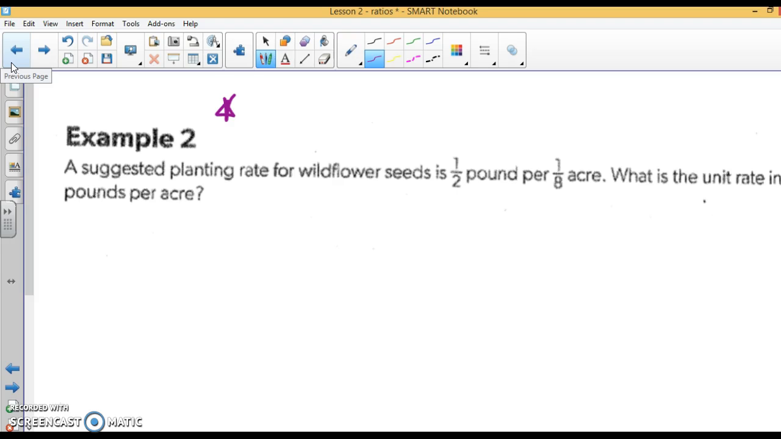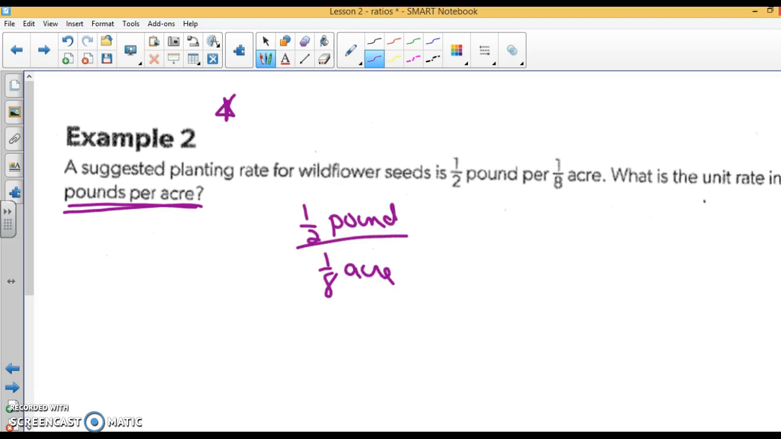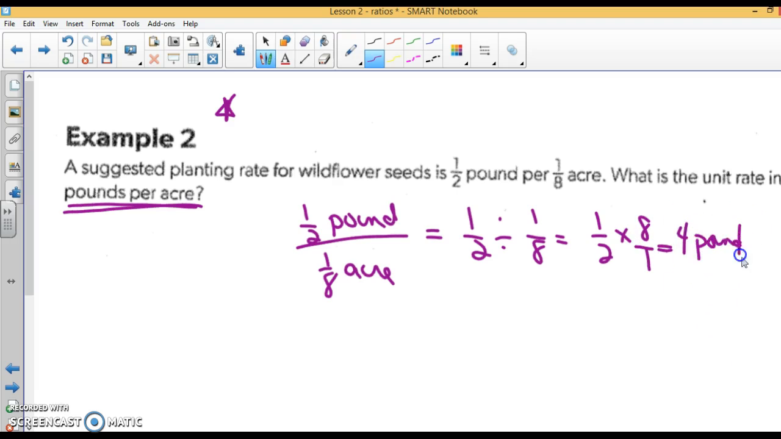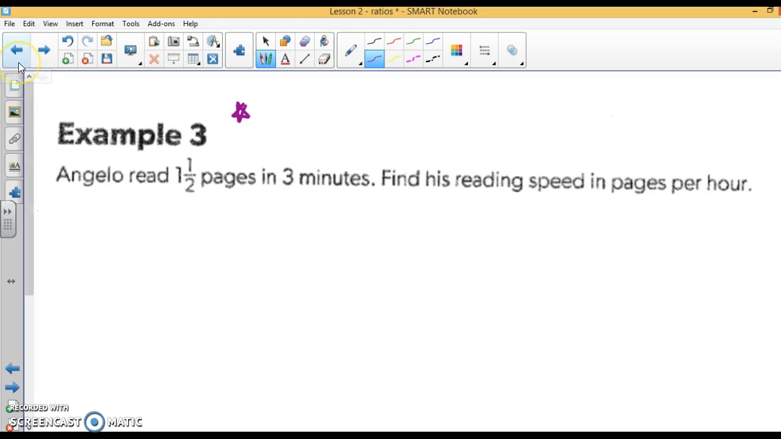A suggested planting rate for wildflower seeds is 1/2 pound per 1/8 acre. What is the unit rate in pounds per acre? Now, when it tells you this, pounds per acre, the one that's listed first goes on top. So, 1/2 pound per 1/8 acre. Now, we need to simplify that. So, isn't this dividing? It's 1/2 divided by 1/8. You can either use a calculator or keep, switch, flip, which will give you 4 pounds per acre. Pounds per acre. Same exact rate. This is a rate, that's a unit rate per 1 acre.